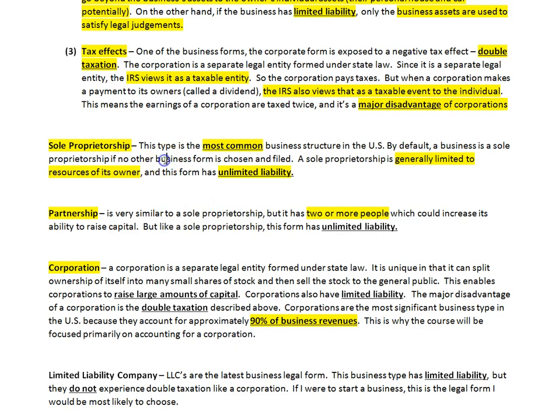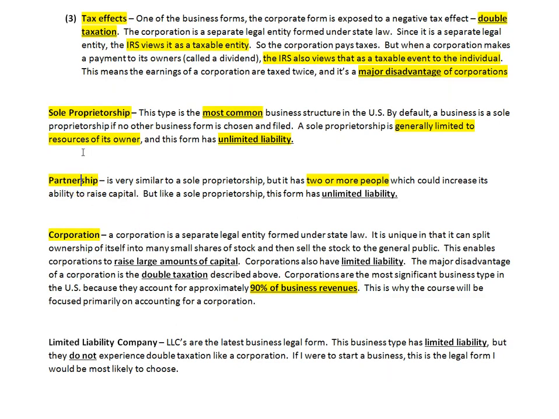Partnership has basically the same definition as sole proprietorship, except it has 2 or more people. Other than that, it increases its ability to raise capital by a little bit, assuming that other person has more capital. Other than that, they're very similar in nature.